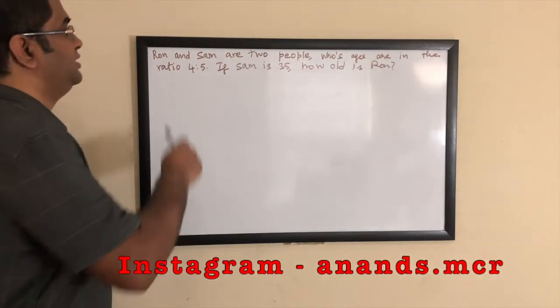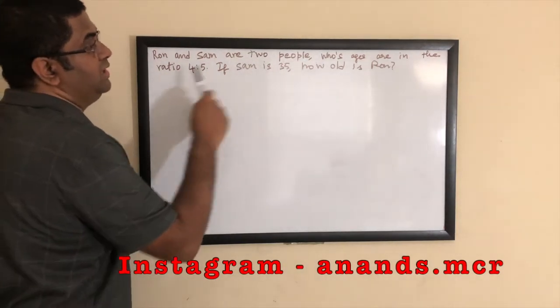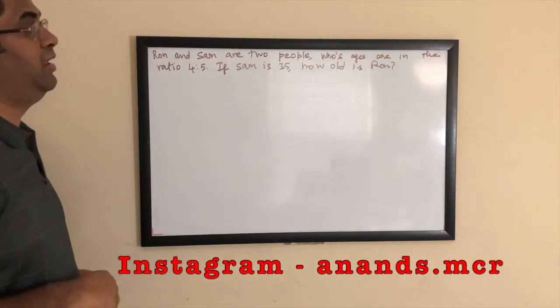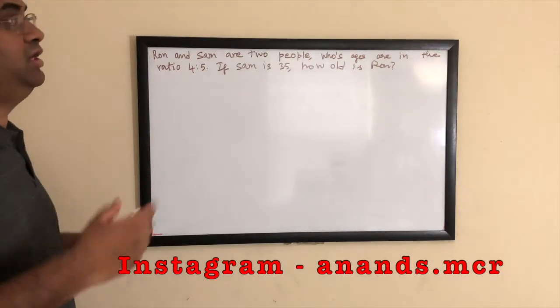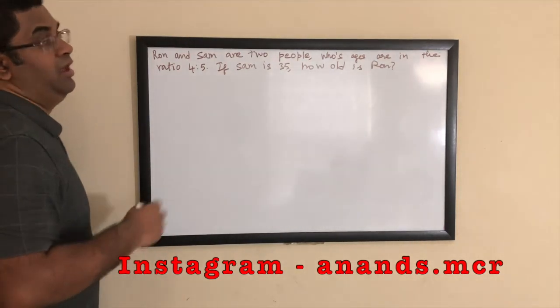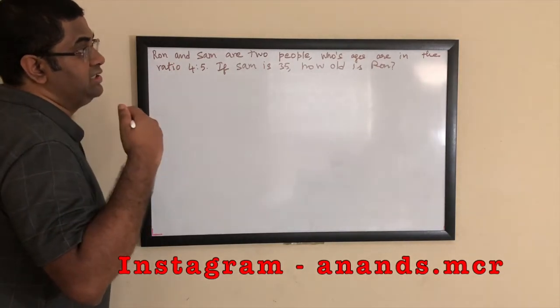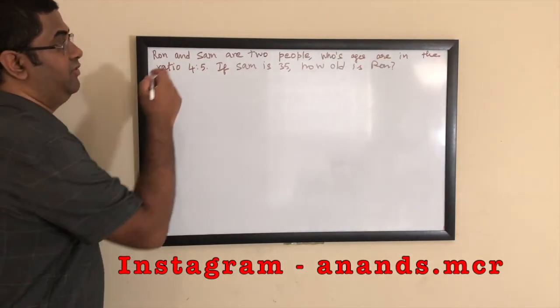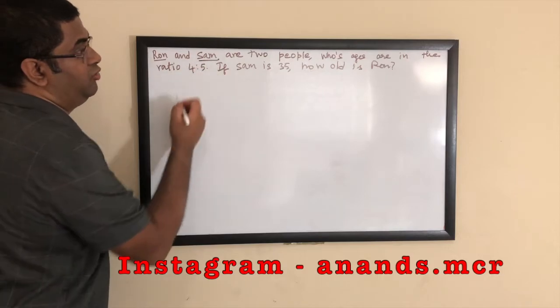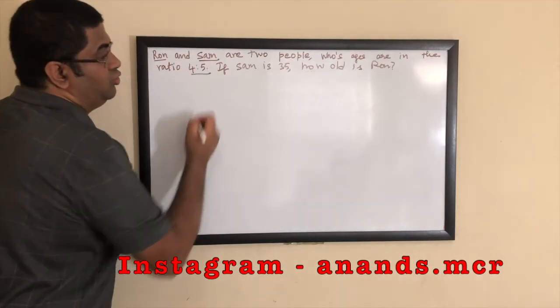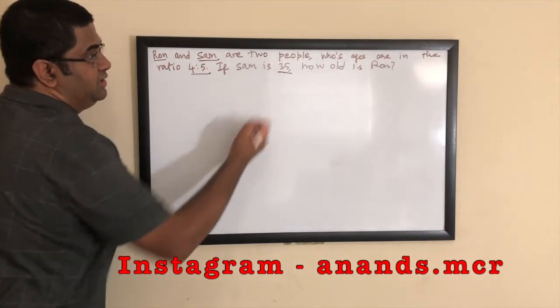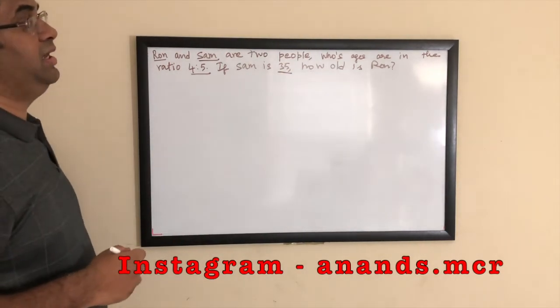We read the problem first. Ron and Sam are two people whose ages are in the ratio of 4:5. If Sam is 35, how old is Ron? So friends, as usual, let us actually start by identifying the key pieces of information in this problem. Ron and Sam are two people whose ages are in the ratio 4:5, and we have got Sam's age. And what is being asked is Ron's age.